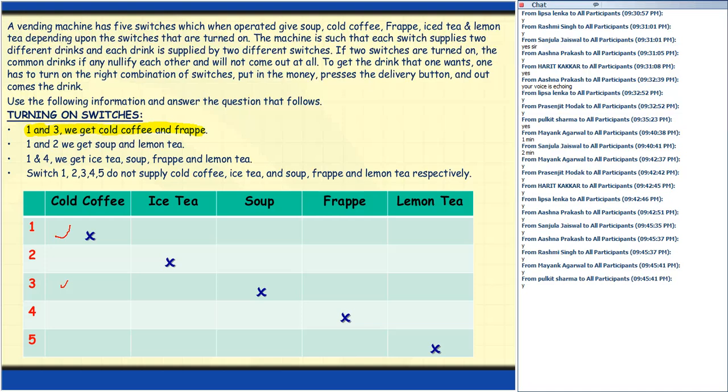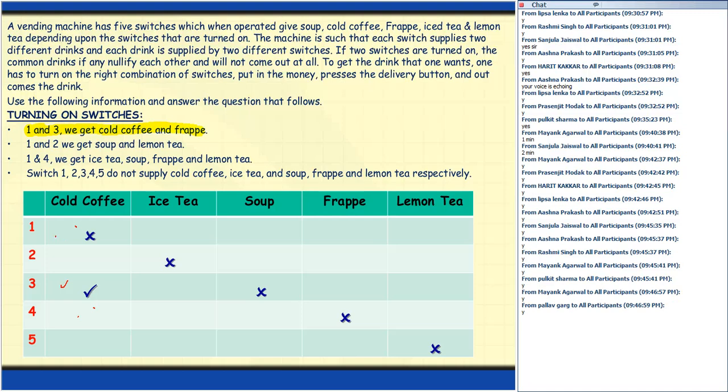So from 3, whether you get a cold coffee, yes or no, please reply. If you are not getting a cold coffee from 1, whether you get a cold coffee from 3, yes, that's right. So you definitely get a cold coffee from 3. So now when you press 1 and 3 together, from this combination you will definitely get cold coffee. That I can say for sure.